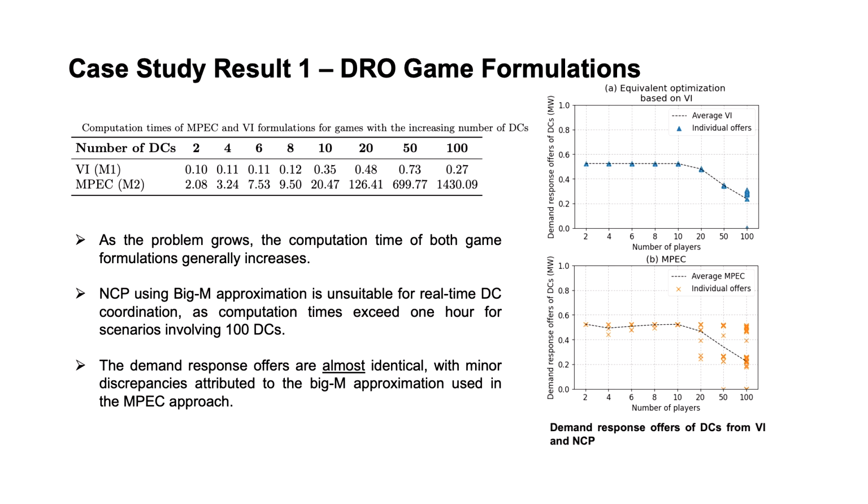So we tried from 2 data centers up to 100. You can see that because of market competition, the demand response offered by each data center is reduced when the number of players in the power market increases. That is because when more demand side response is offered, the price per unit of demand response will reduce. Therefore, each data center offers less demand response in this case.